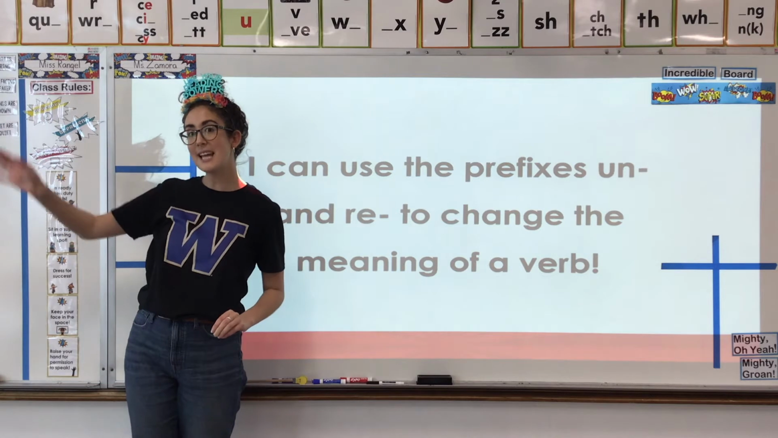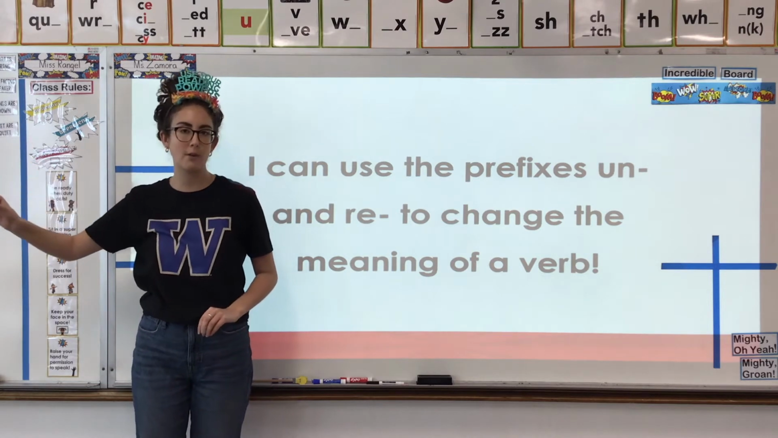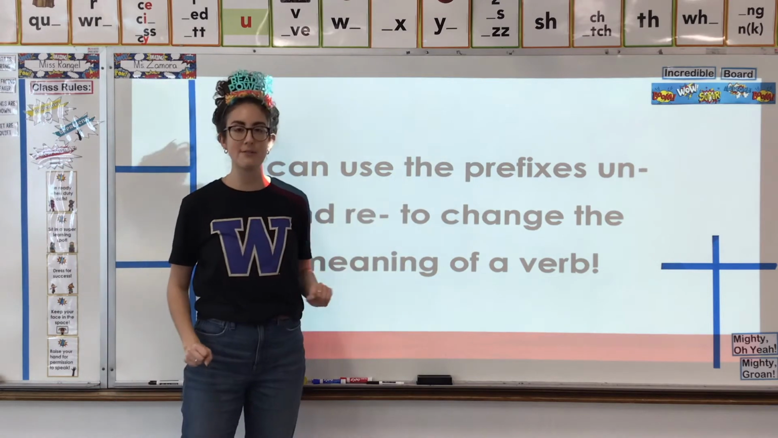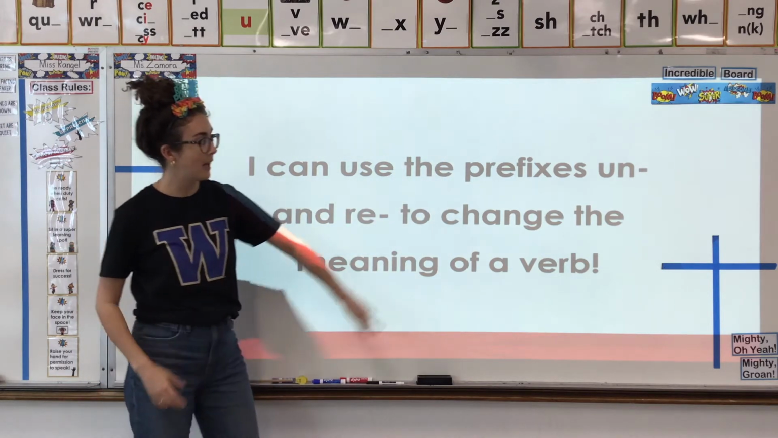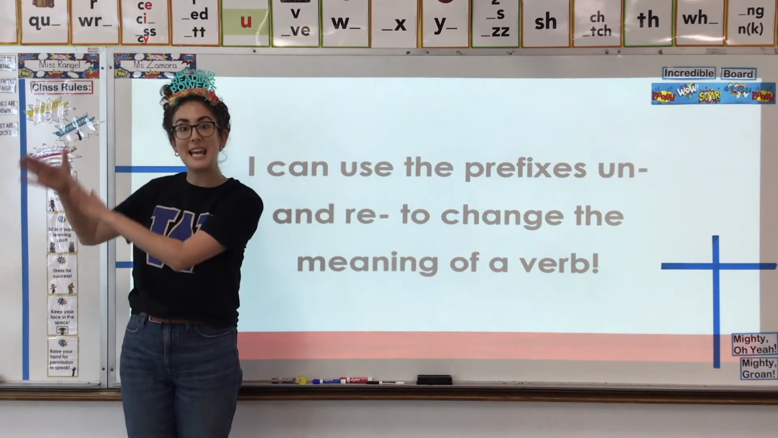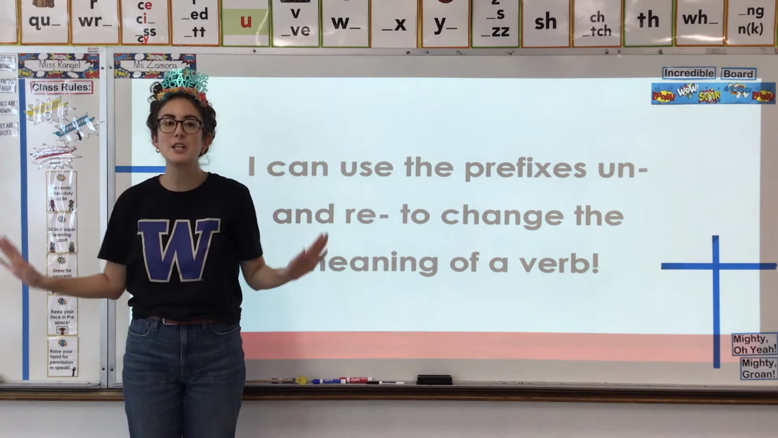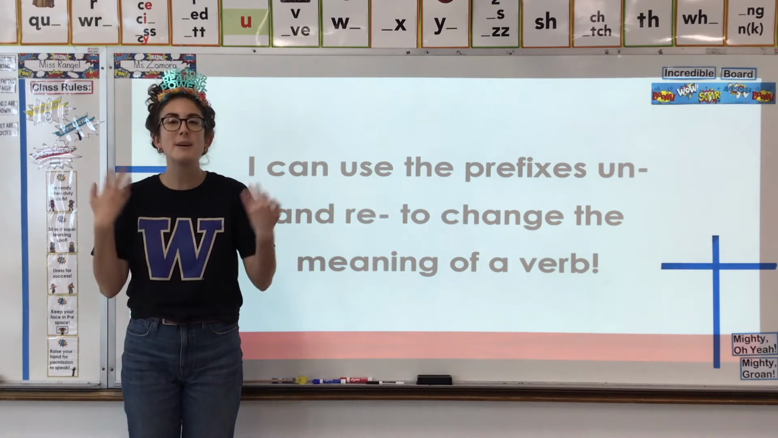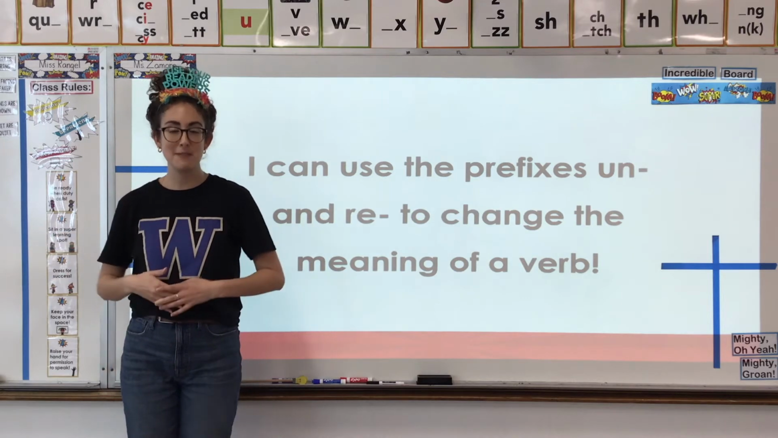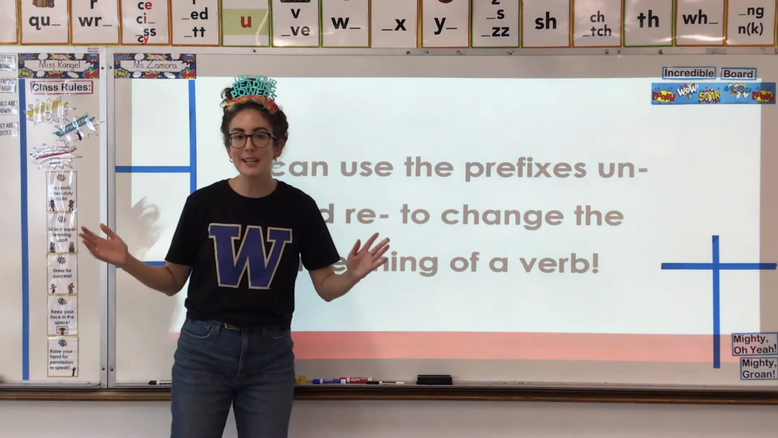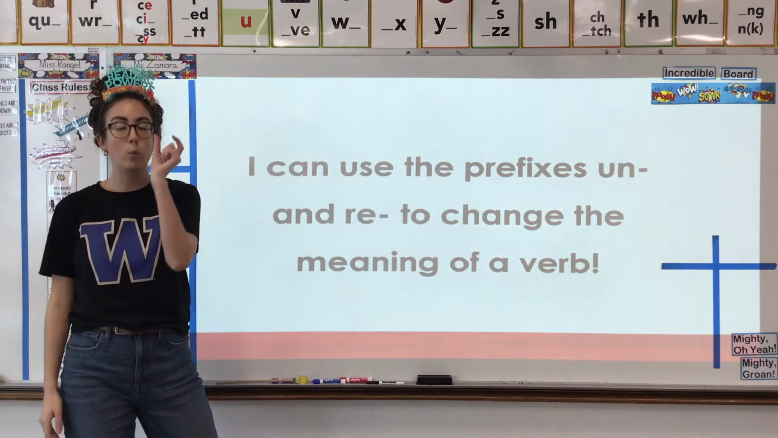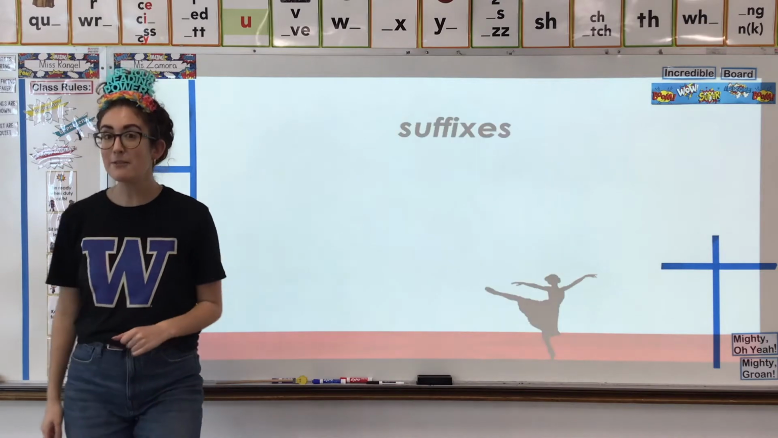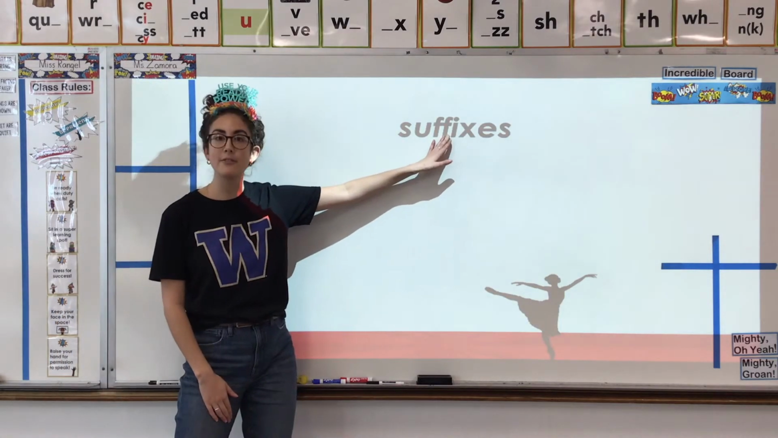That means they attach to the beginning of a word. The pre part of a word. The beginning for a prefix. And when we add un and re to the beginning of a verb, it totally changes its meaning. And understanding these prefixes will help us understand more verbs that we read. But we actually have already learned about word parts that when added, change a word. And we've learned in the past about suffixes.